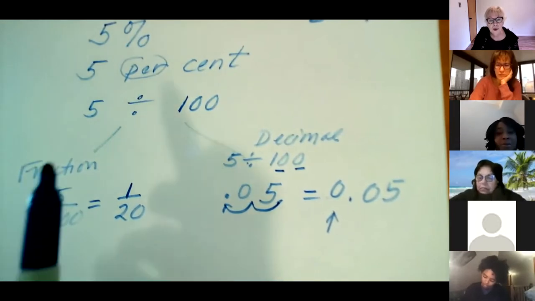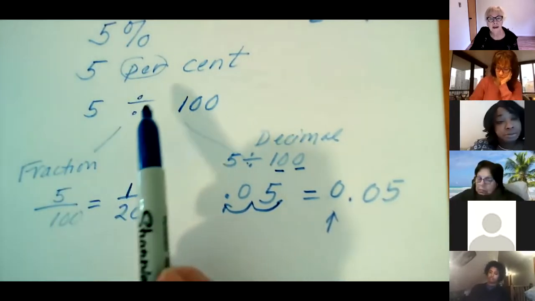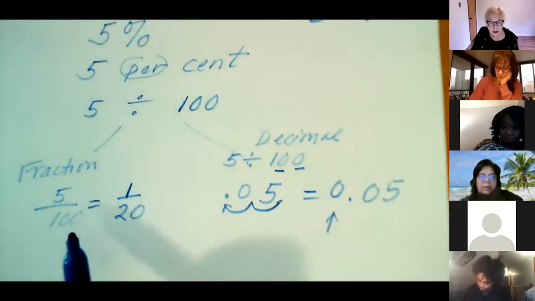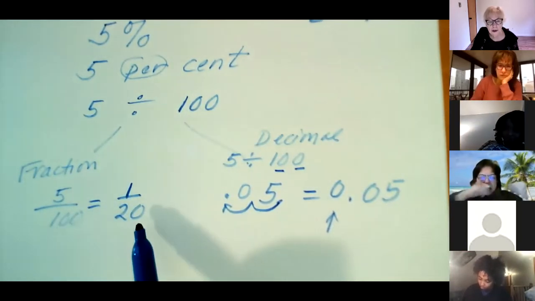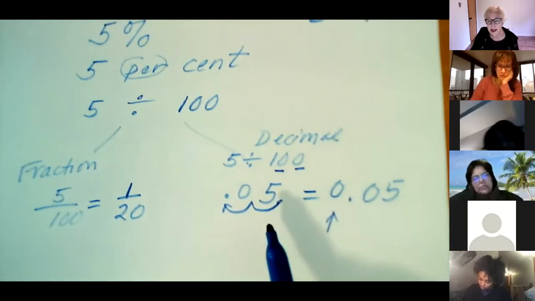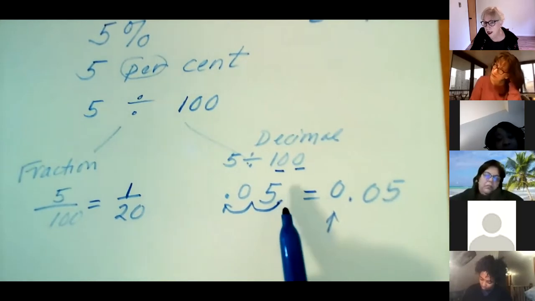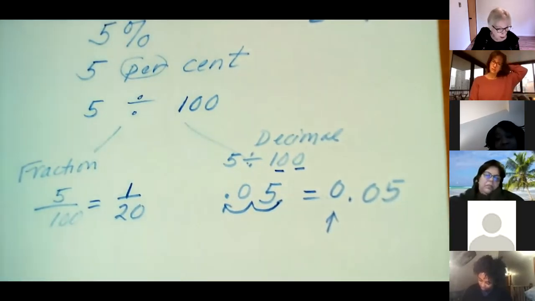But anyway, this is what I wanted you to see. 5% translates into 5 divided by 100. The fraction way is 5 over 100, reduce. The decimal way is to slide the decimal point, which was originally here, 2 places to the left.